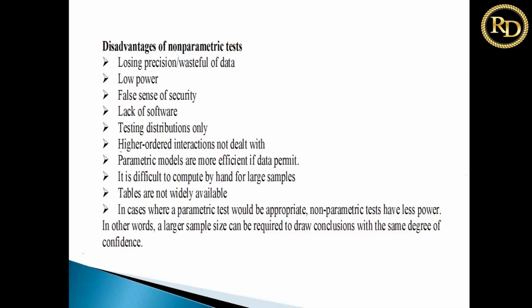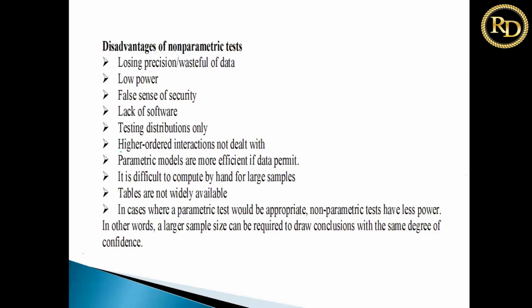And testing distributions only: we can test only the distribution, which distribution is followed by the sample, or the sample is coming from which distribution. But we don't talk about the characteristics of that distribution. So higher order interactions are not dealt with, and parametric models are more efficient if data permit. It means if we have a sufficient quantity of data, so that the assumptions of the parametric tests are met, then parametric tests are more powerful, more efficient than the non-parametric tests.